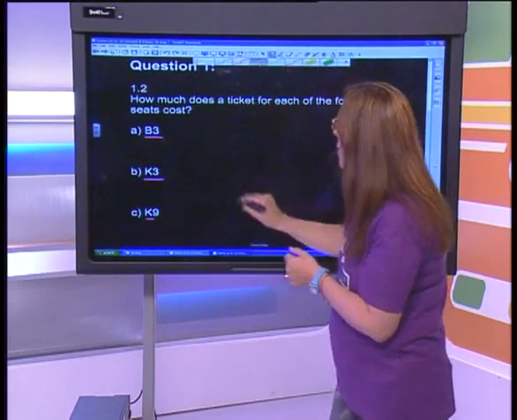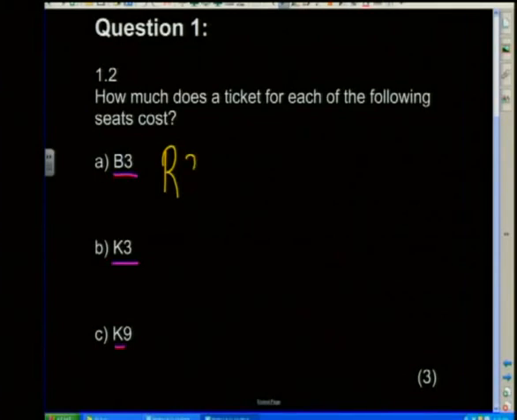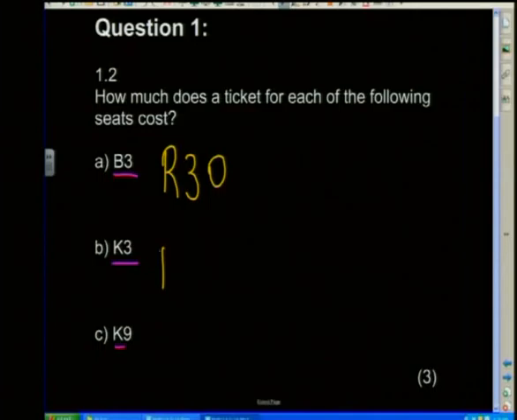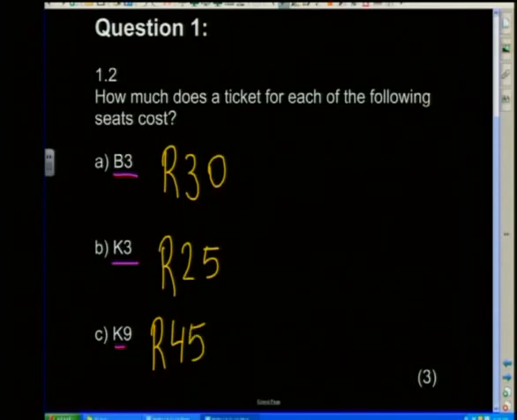So B3 was 30 Rand. K3 was 25. And K9 was 45, the expensive seats. Supposedly the good seats.